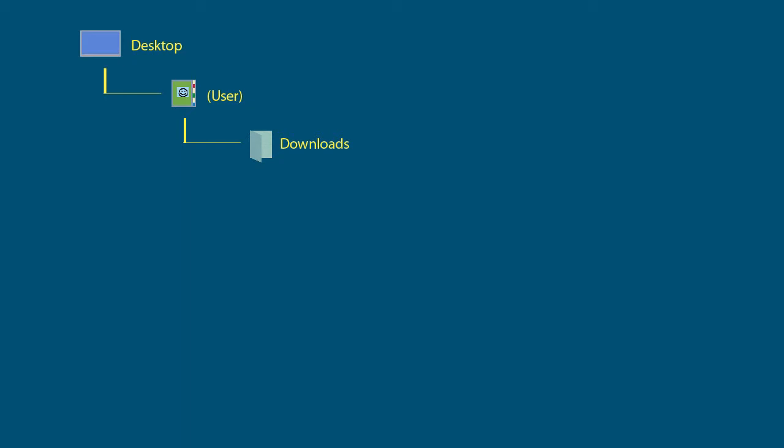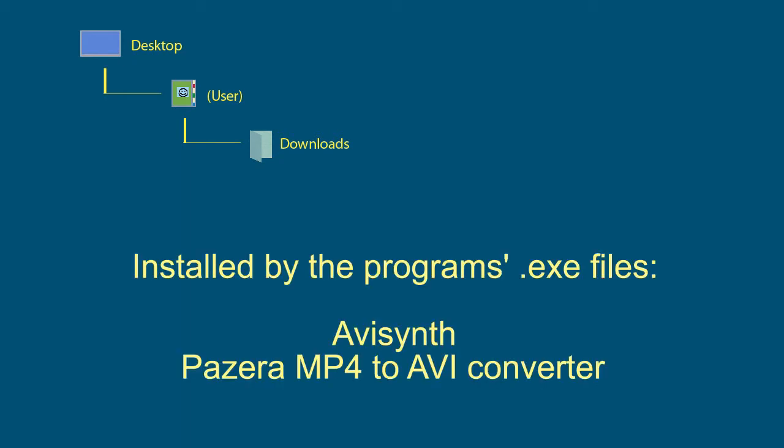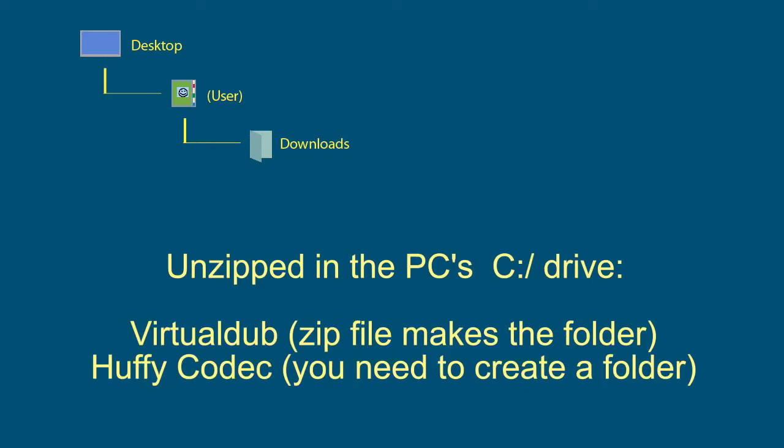These programs that will install for you automatically will be Avisynth and Pazera's MP4 to AVI. The other two items, one is a program, VirtualDub, and the other one is a codec called the huffyuv codec. Those you're actually going to be placing in folders that you're going to be creating.